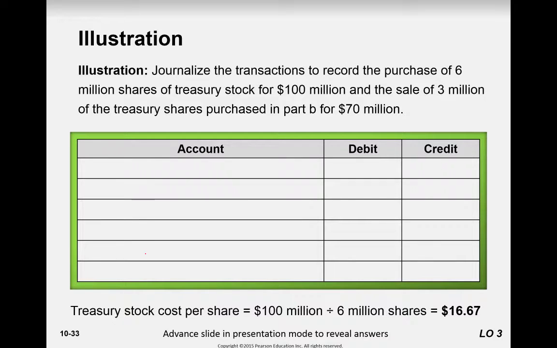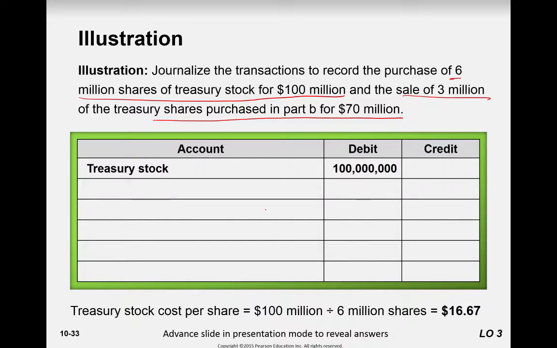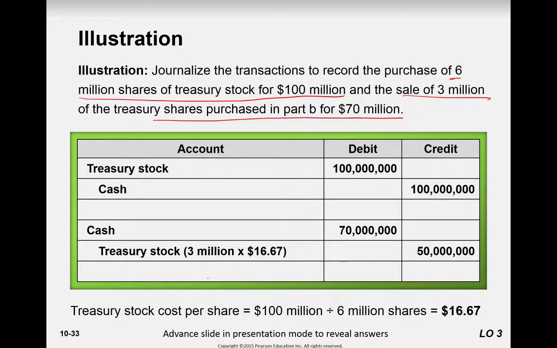Now, if we want to record the purchase of the 6 million shares of treasury stock for 100 million and the sale of the 3 million of the treasury stock that were purchased, in this case, we're going to do our treasury stock, and we're going to have 100 million, and then cash. That's quite easy. Then we're going to have our 70 million that we repurchased, and then we're going to credit our treasury stock for the 3 million at 16.67, and then the rest is our additional paid in capital.